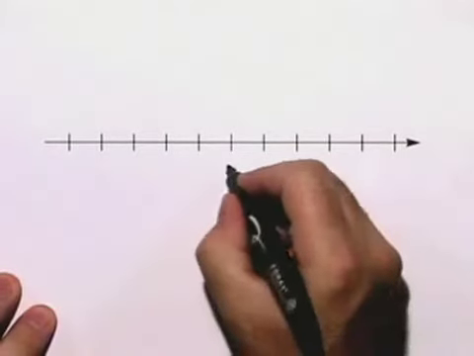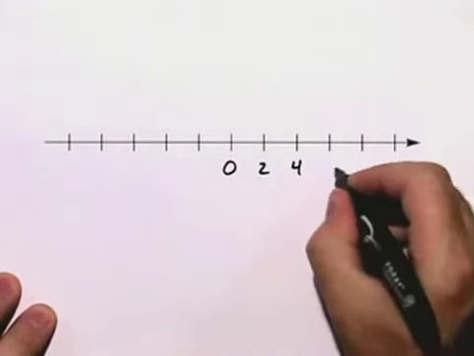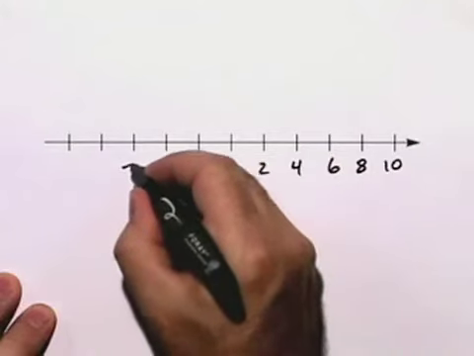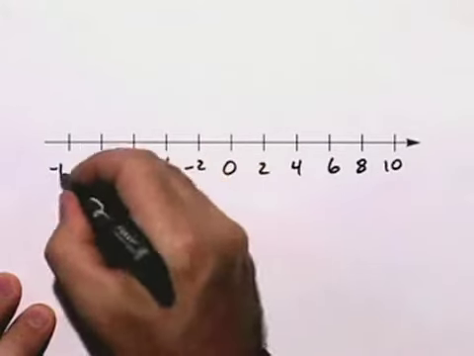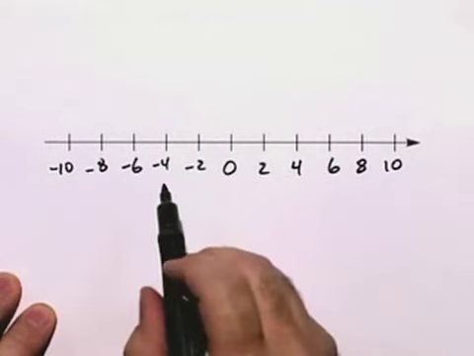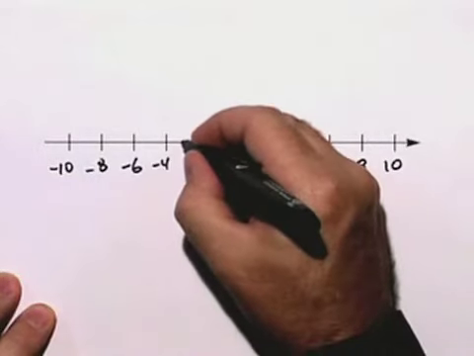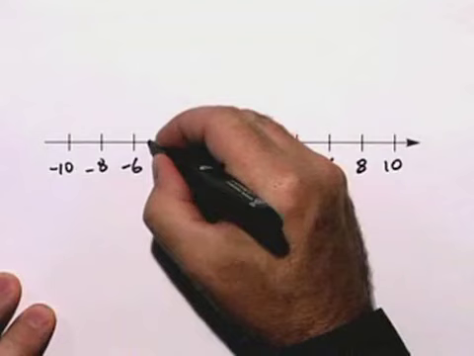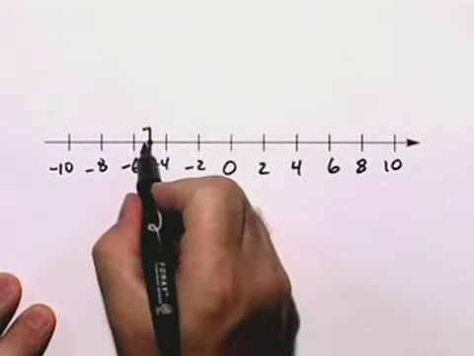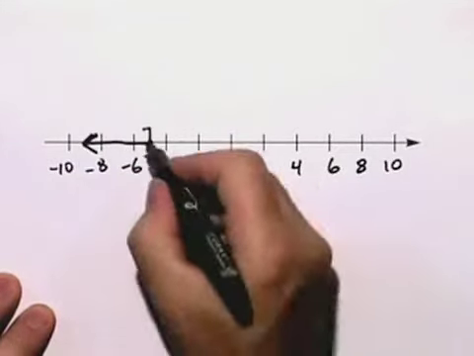So we'll go ahead and use 0 here in the middle. We'll go on a scale of 2. So we'll do 2, 4, 6, 8, 10, negative 2, negative 4, negative 6, negative 8, negative 10. And we had two parts to graph. We have to graph negative infinity to negative 5, including negative 5. And we're going to draw an arrow that points to the left, indicating this goes to negative infinity.